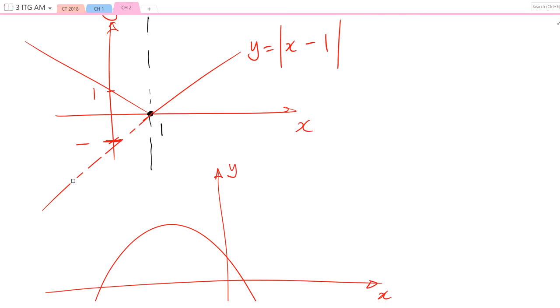Do we need to label the vertex? Yes. This point must be shown. That's why I asked you for the coordinates. 1. X coordinate is 1.